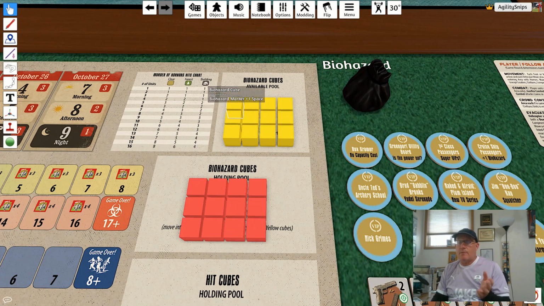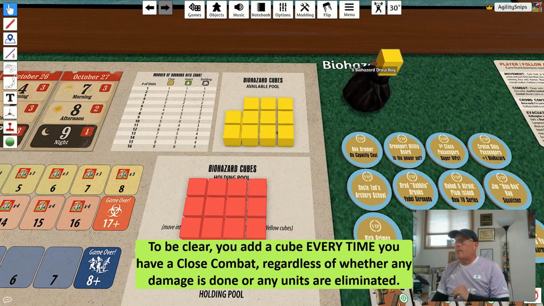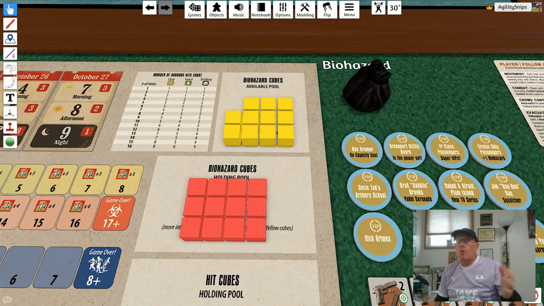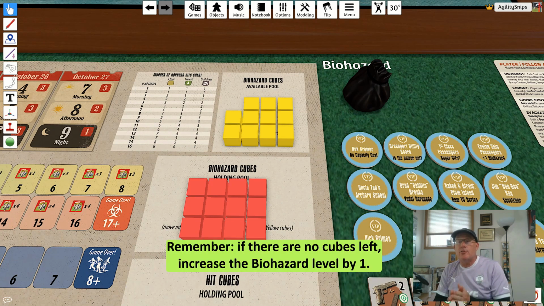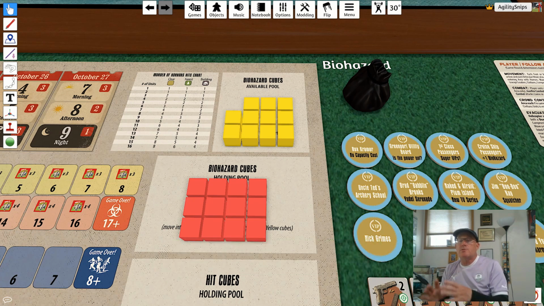So because that was a close combat, I grab 1 and I put it in the bag. Now, if you go back to examples we talked about where there were multiple Murder of Horrors units or multiple player units in a space, and we talked about there being individual close combats that go on as you match them up, that's important here because if there are 2 individual close combats that go on in a single area, you add 2 cubes to the bag, not 1. So you add a cube to the bag for each individual close combat that occurs.